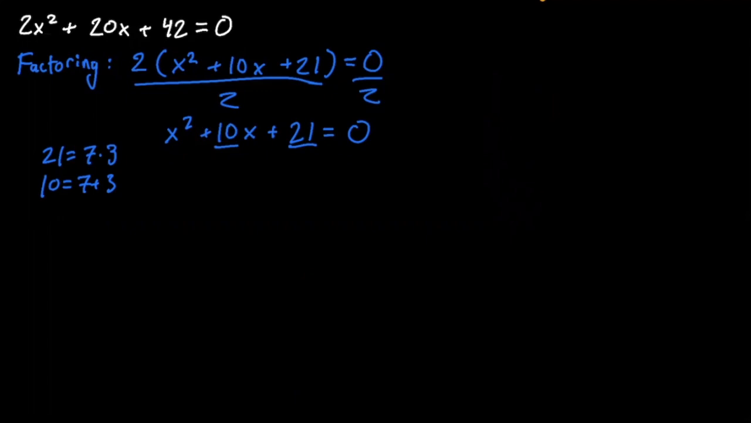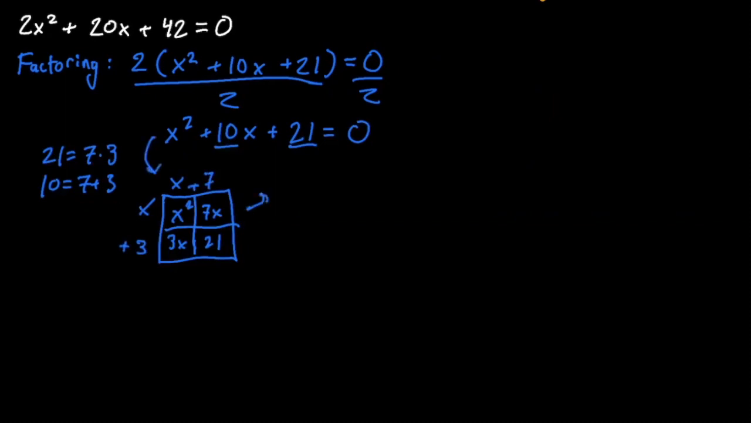So we could set up the area model. x squared, 7x, 3x, and 21. And then we could look at finishing up the puzzle. x times 7 equals 7x. x times 3 equals 3x. And then the 2 factors we end up with are x plus 7 times x plus 3 equals 0.